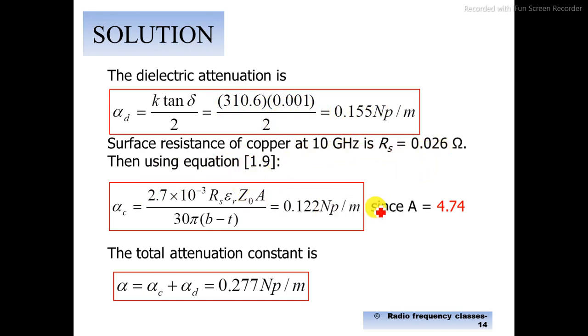Using this, and using the condition A, so constant A we have to select. Why are we selecting it? Because our value of under root epsilon r z naught is less than 120. So constant A I have calculated as 4.74 using that equation. You can see the equation in previous slides and you can calculate A and then put the value of A, Rs value, epsilon 2.2, Z naught 50 ohm, B is given, T is given. Just keep all these values. You will get alpha C like 0.122 Nepers per meter. So total alpha is alpha C plus alpha D, 0.122 and 0.155, that is 0.277 Nepers per meter.